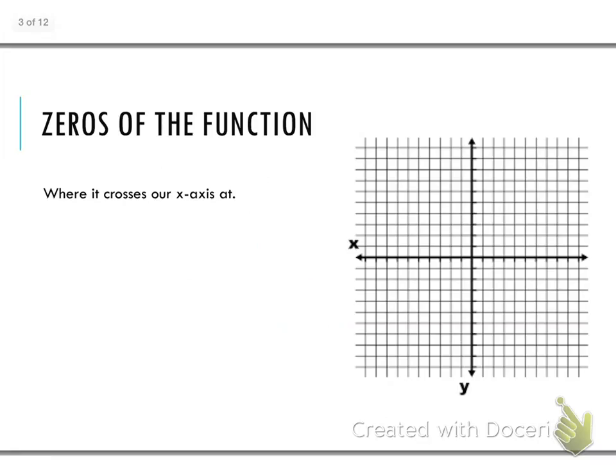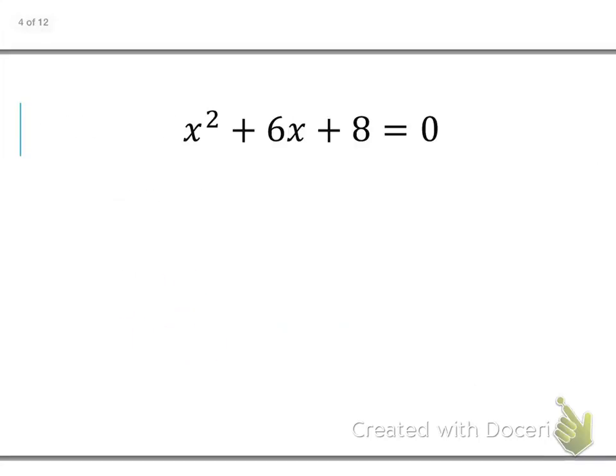Okay, zeros of the function is where it's going to be crossing your x-axis. So if I had this graph, my 0 would be here and here. So my 0 would be negative 4, 0, and then it would also be 1, 2, 3, 0. So we're going to be finding where it's crossing those spots on our axis.